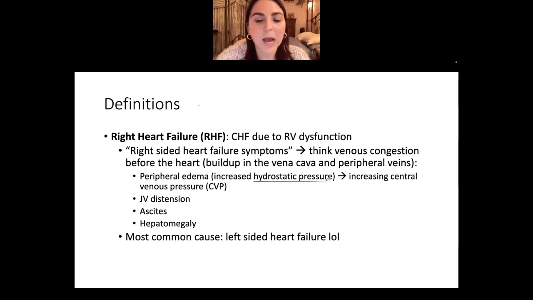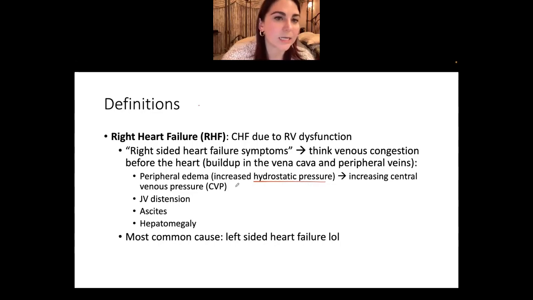We kind of briefly mentioned this earlier. It's because of that increased hydrostatic pressure, with fluid leaving the capillaries and going into the interstitial space. That's what's causing the edema, like the pitting edema. Very common to right-sided heart failure only is your increased central venous pressure. The pressure before the heart is your CVP, your central venous pressure. That's more of a right-sided heart failure thing.